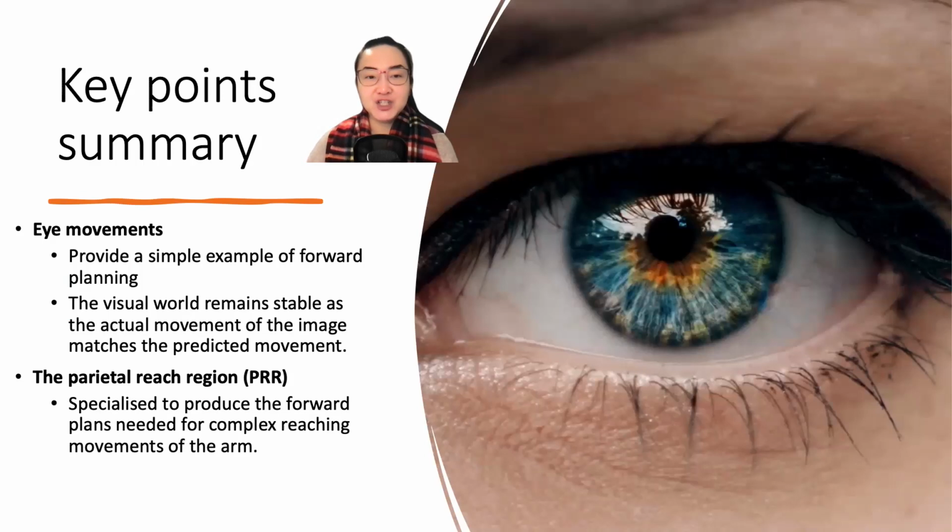The parietal reach region, PRR, is specialized to produce the forward plans needed for complex reaching movements of the arm.